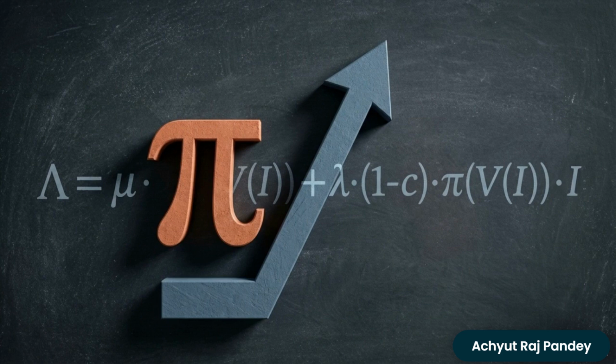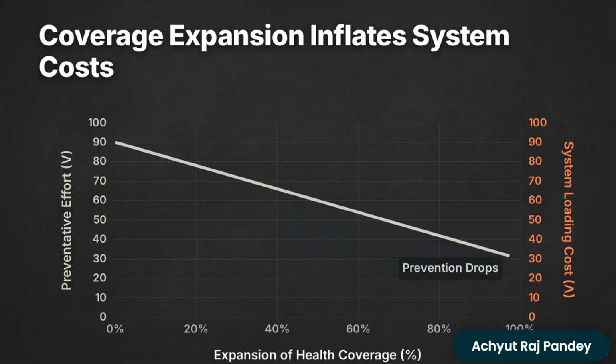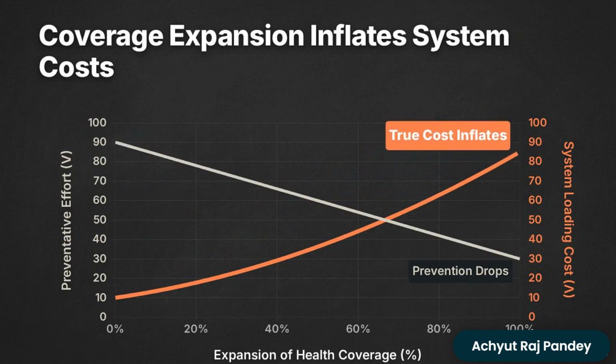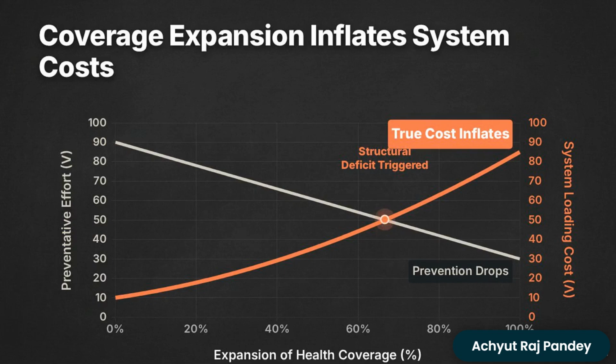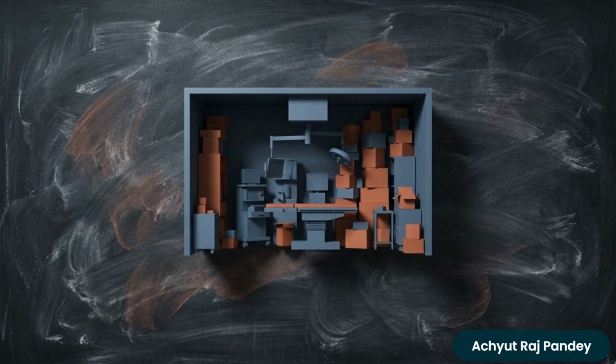When preventative effort drops, the statistical probability of loss or illness, denoted by pi, mathematically increases. Because the probability of claims rises as preventative behavior falls, any expansion of health coverage mathematically forces the loading to increase. The true cost of operating the system inflates before a single patient requires treatment. Once a patient is in the system, we observe ex post moral hazard. Insured individuals consume a higher quantity and quality of medical care simply because they are insulated from the point of sale cost.